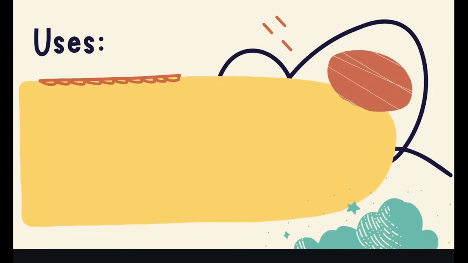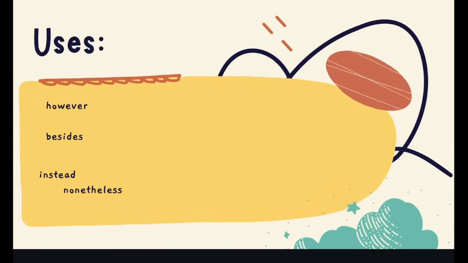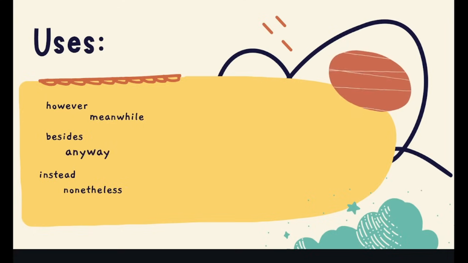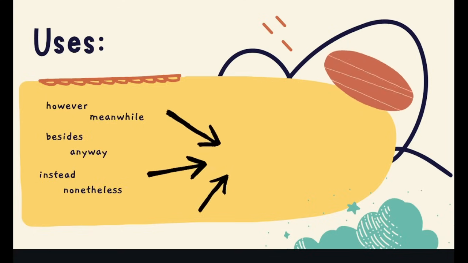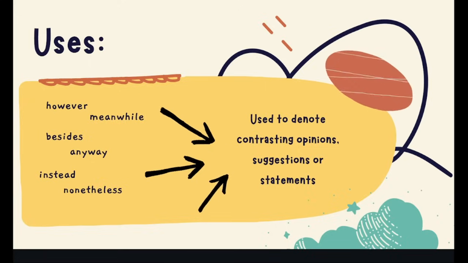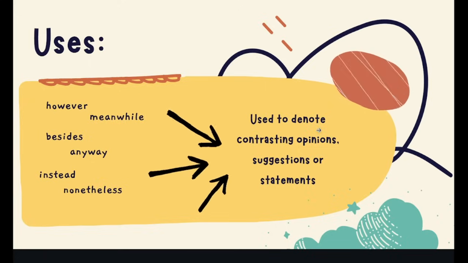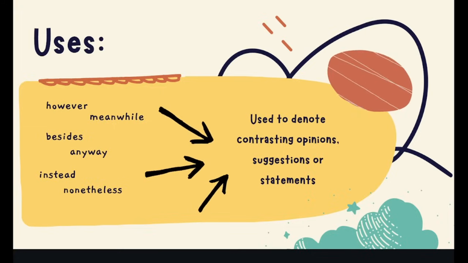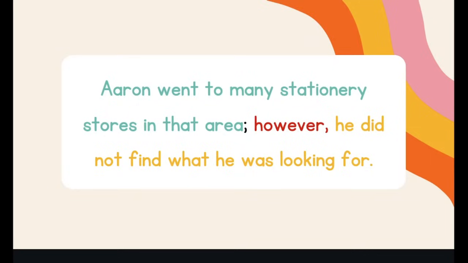So how do we use those adverbs? The however, besides, nonetheless, meanwhile, anyway, is used to denote a contrasting opinion, suggestion, or statements. So, what does it mean? For example, here, I have two sentences.